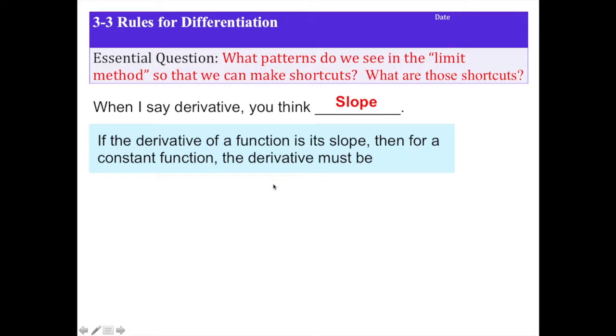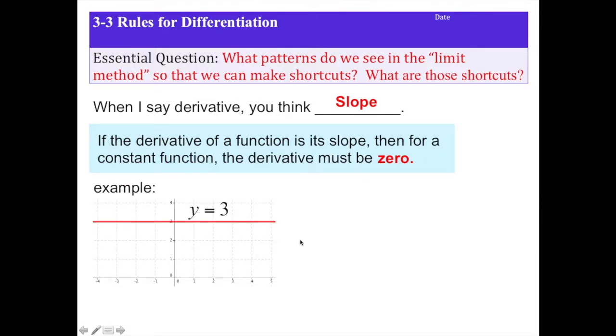A constant function would be a horizontal line, so that derivative must be 0. So here's that constant function. If the derivative is its slope, then the slope of this has got to be 0. We can note that by saying the derivative, y prime, that's one of our notations for the derivative, has got to equal the slope. The slope of this function is 0.